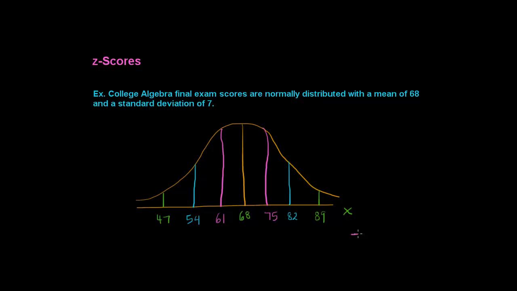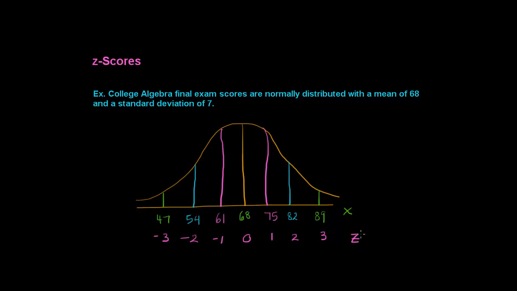Now, z-scores change these values to a standardized scale where the mean is 0. So I'm going to call this my z-scale, and on the z-scale the mean is 0, and then every time we go up a standard deviation, we go up 1 unit. So 75 would have a value of 1, 82 a value of 2, and 89 a value of 3 on the z-scale. And going the other direction, of course, this would be -1, -2, and -3.